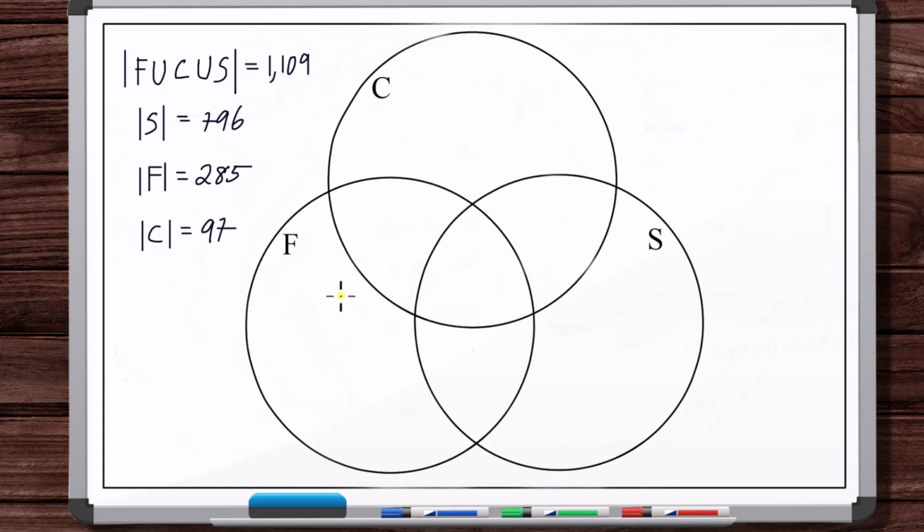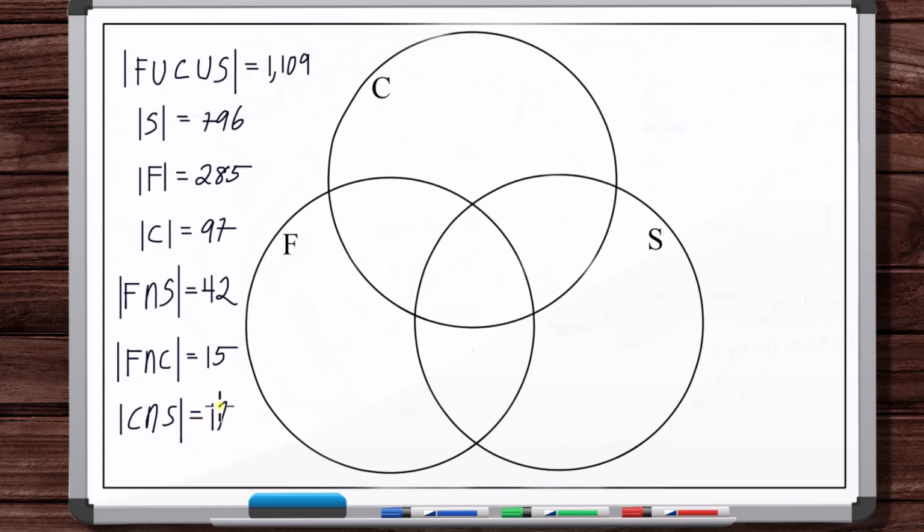So what we were told is the number of students who have taken both Spanish and French is 42. That's referring to this region. Any student in this region has taken both Spanish and French. So that is the number of elements in F intersection S, 42. Okay, both French and Chinese, F intersection C, is 15. And then Chinese intersection Spanish is 17.